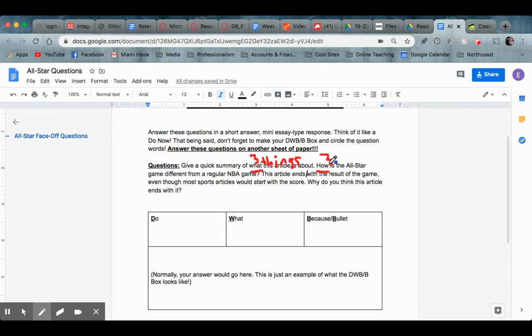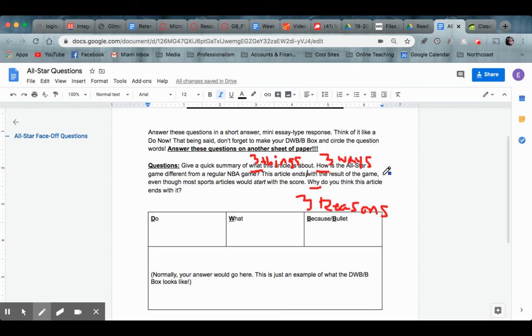So I'm going to be looking for three ways, like I talked about in the last video. Three ways that the All-Star game is different from a regular NBA game. So I'm going to be searching the article for three ways that it might be different, right? Then it says this article ends with the result of the game, even though most sports articles would start with the score. I don't really see any question words in there, and I don't see a question mark. So I don't really see it asking me anything, so I don't have to look for question words there. But then let's look in this last sentence. It says, why do you think this article ends with it? Again, why is looking for three reasons.